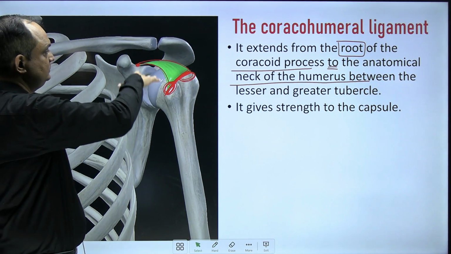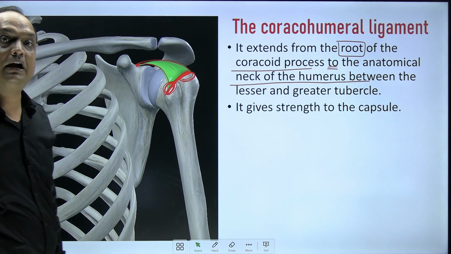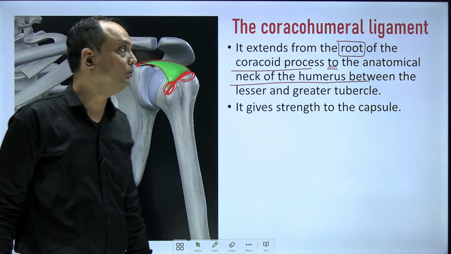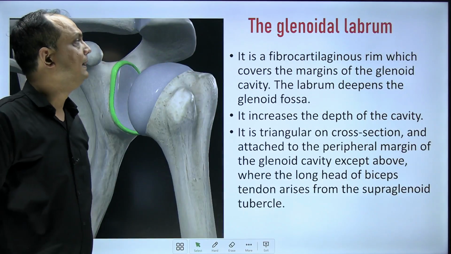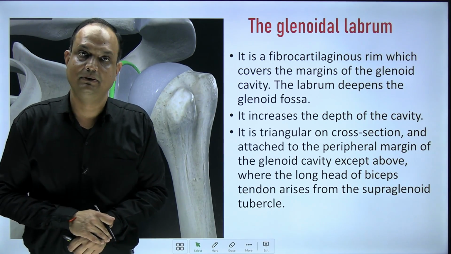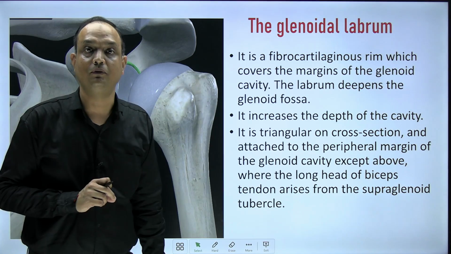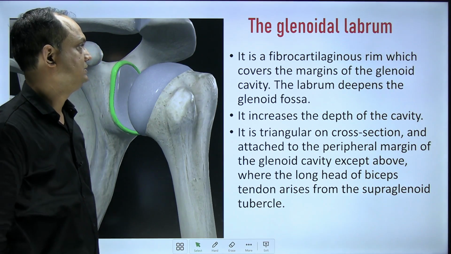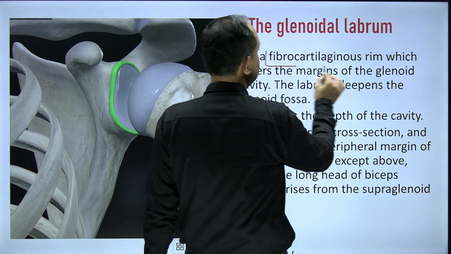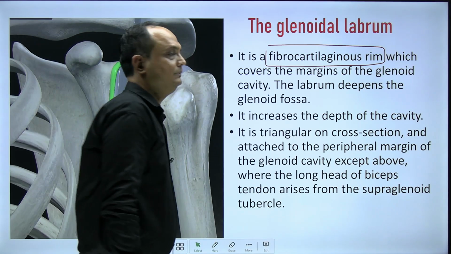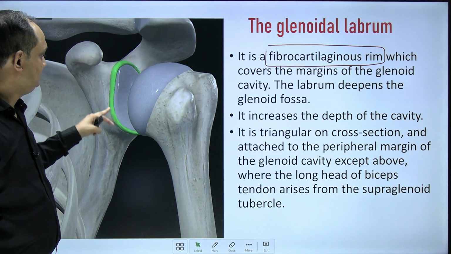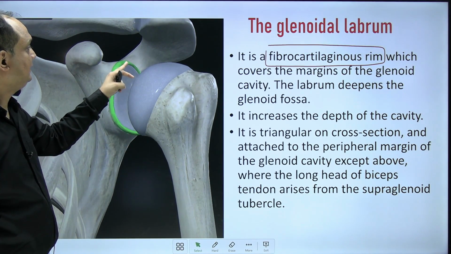In the upper part of the capsule you have an additional support, and that is the coracohumeral ligament. Then we will have the glenoid labrum. Now the most important question about the glenoid labrum is what it is made up of. The answer is fibrocartilage. So it is a fibrocartilaginous rim, and this rim is present along the margin. Here you can see that it is a green color rim.